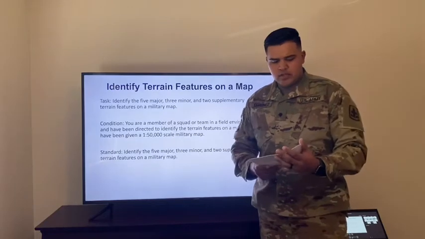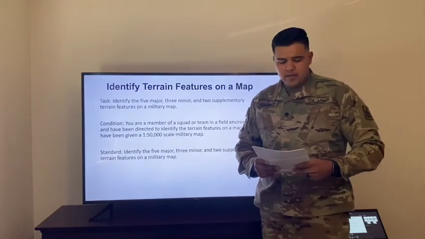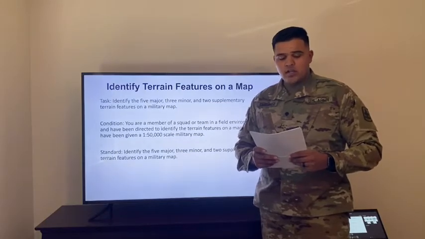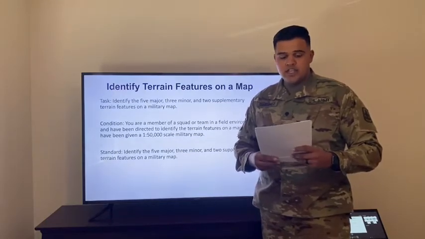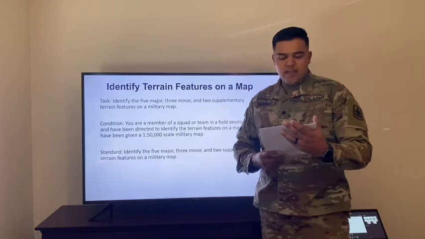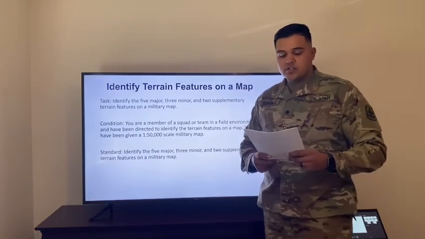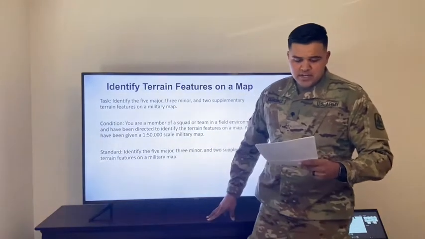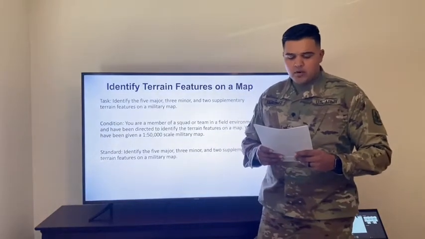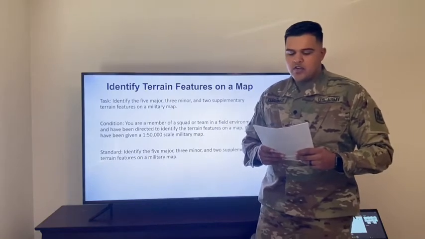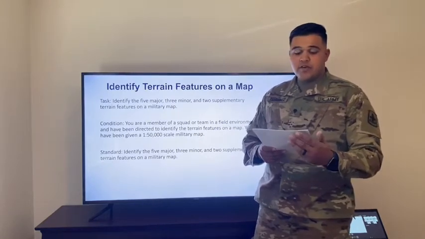Alrighty, so today we'll be identifying terrain features on a map. The task number at hand is 071-Charlie Oscar Mike-101. We will be identifying the 5 major, 3 minor, and 2 supplementary terrain features on a map. The condition today: you are a squad member of a team in a field environment, and you have been directed to identify terrain features on a map.